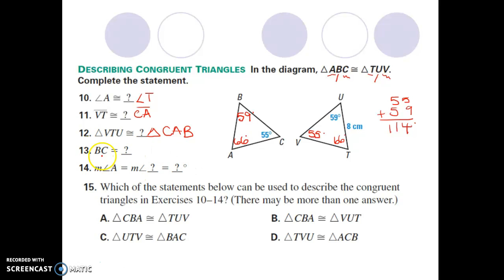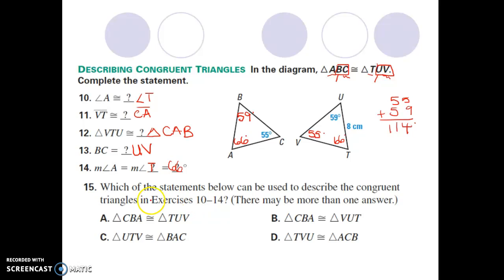All right, one thing we didn't fill in here was the measure of BC. So again, we look at our letters. BC being the second and third will be the same as whatever UV is equal to. And in this case, because we do not have a value for UV, we can just fill in that BC would be congruent to the same value as UV. Measure of angle A is equal to measure of angle T, we said earlier. And we also have already solved that to find that it was equal to 66 degrees.